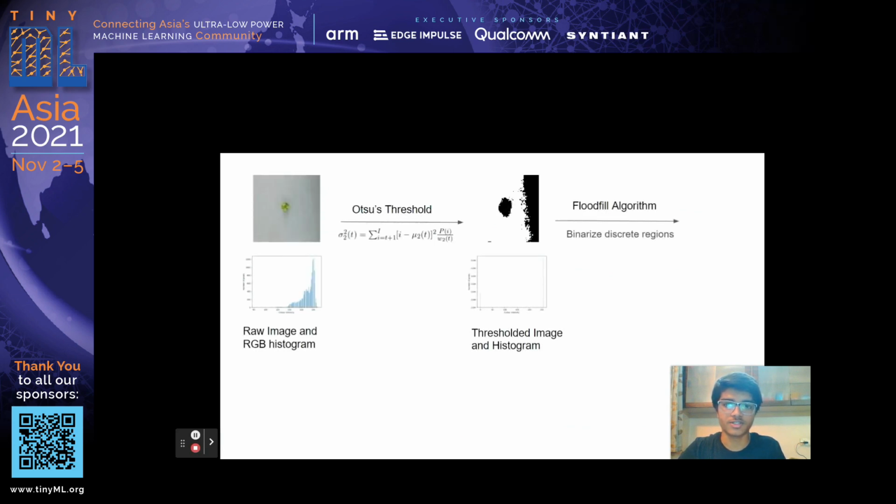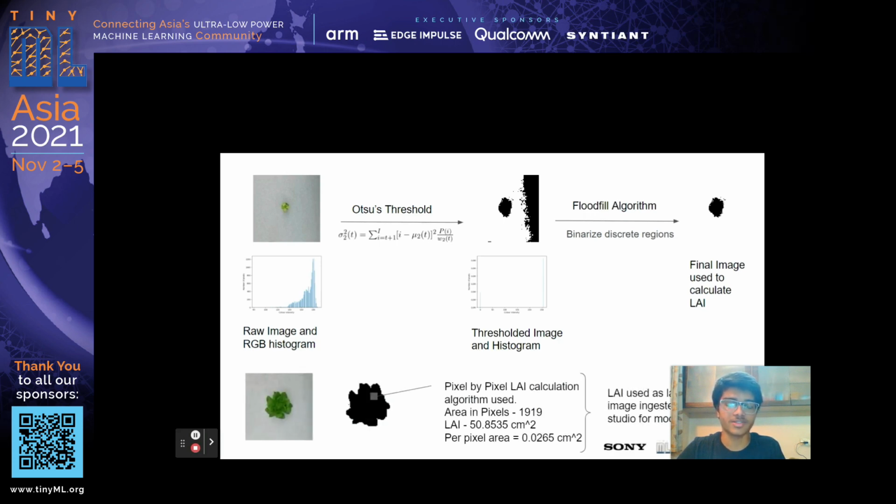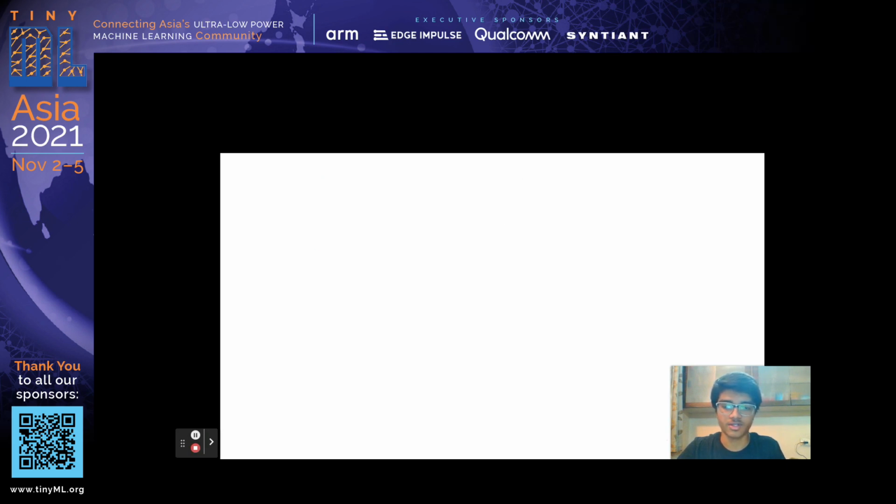An O2 threshold system was then deployed to test the efficacy of the model and compare the LAI of ground truth and predicted model dataset. The images were then thresholded, and the noise in the images was binarized, with the final image used to calculate the leaf area index of the plant. Per pixel area was calculated to be 0.0265 and used to calculate the total biomass.